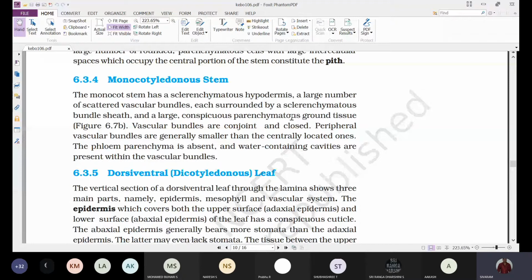So the monocot stem has a sclerenchymatous hypodermis, and a large number of scattered vascular bundles, each surrounded by a sclerenchymatous bundle sheath. When you observe here, we find the hypodermis, and inner to the hypodermis we find the cortex, which is undifferentiated. Undifferentiated ground tissue is observed. That means it is not differentiated into cortex, endodermis, pericycle, medullary rays, and pith. We don't find that much differentiation.